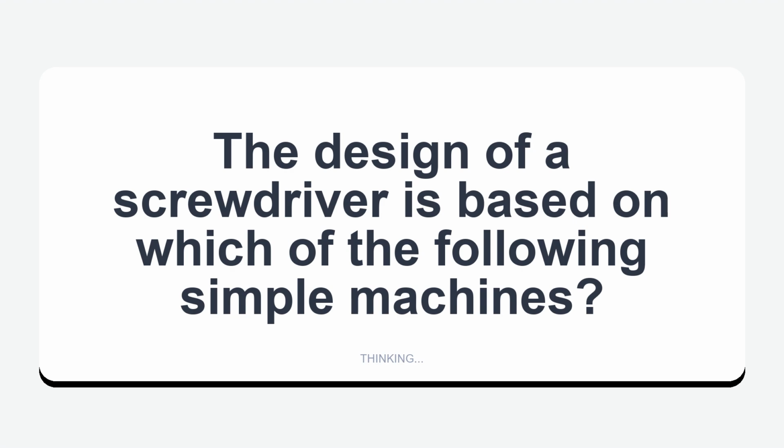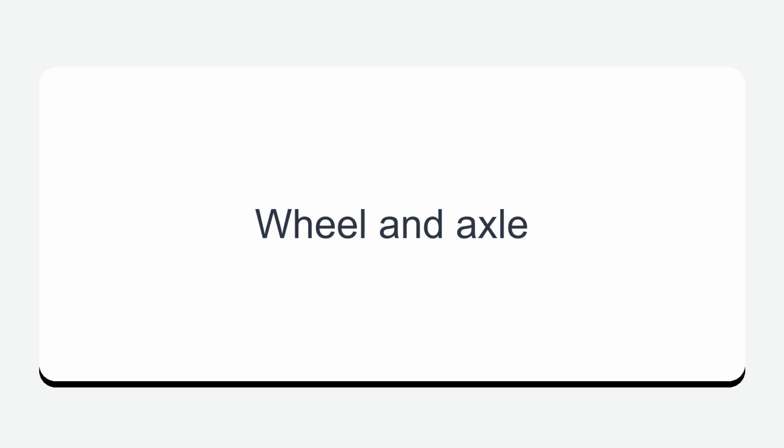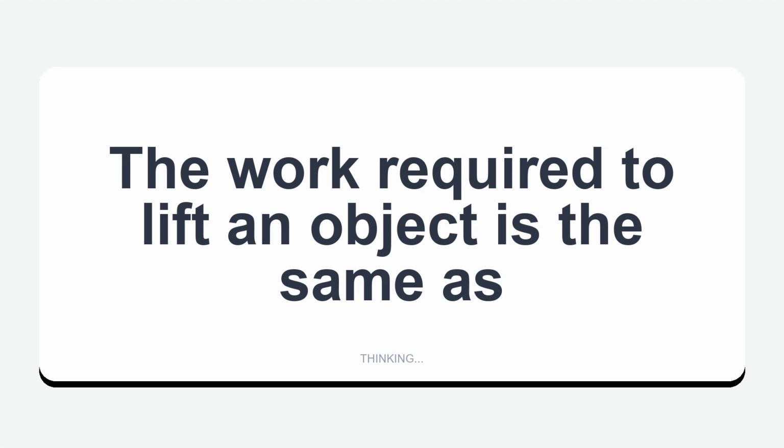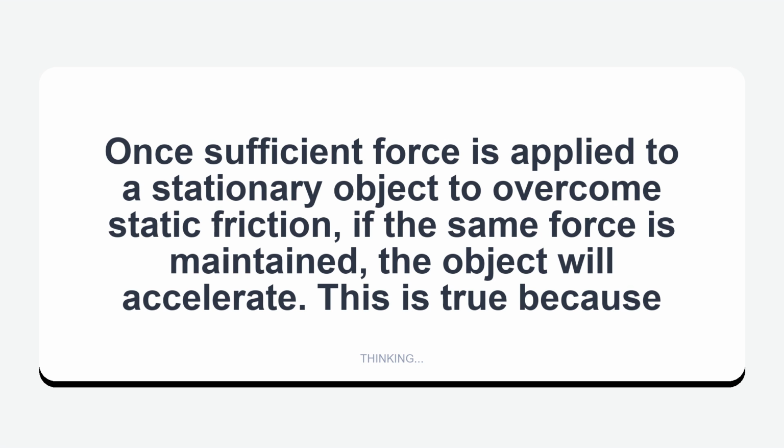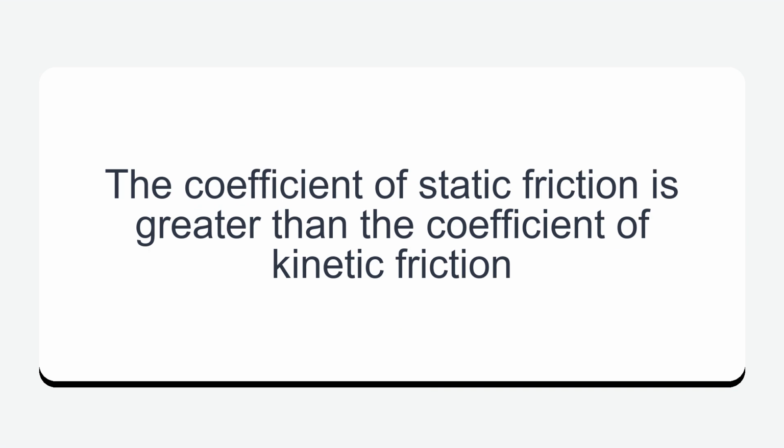The design of a screwdriver is based on which of the following simple machines? Wheel and axle. The work required to lift an object is the same as the change in potential energy of the object. Once sufficient force is applied to a stationary object to overcome static friction, if the same force is maintained, the object will accelerate. This is true because the coefficient of static friction is greater than the coefficient of kinetic friction.